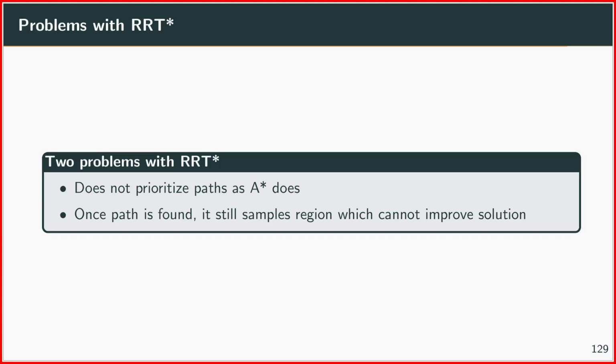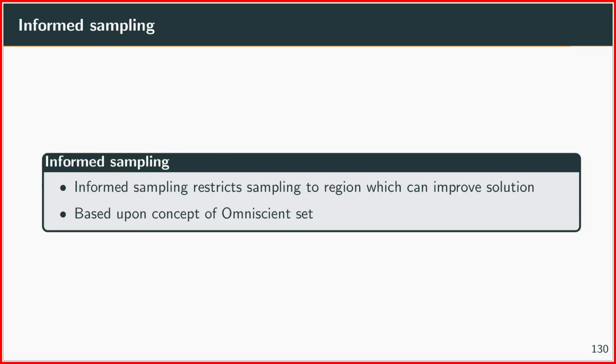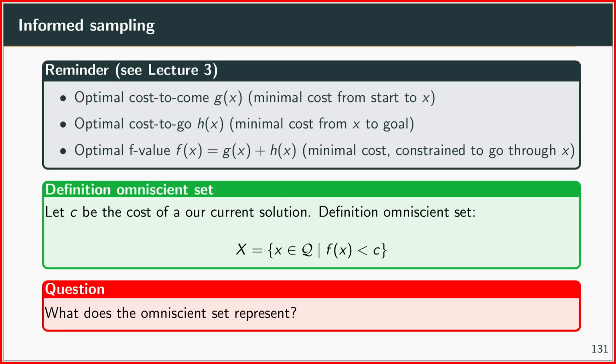And luckily there are some solutions to it. So as I said, it's not prioritizing paths as A star does, and once a path is found, it still samples regions which cannot improve solutions. And one solution to those problems is actually informed sampling. Informed sampling restricts sampling to regions which can still improve solutions, and it is based upon this concept of an omniscient set. So what is that?